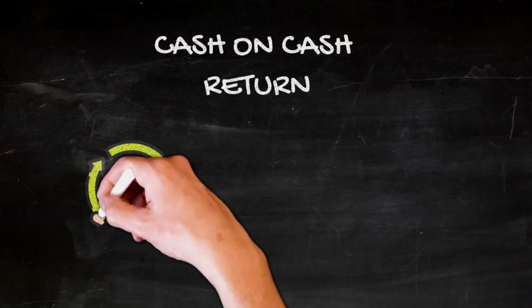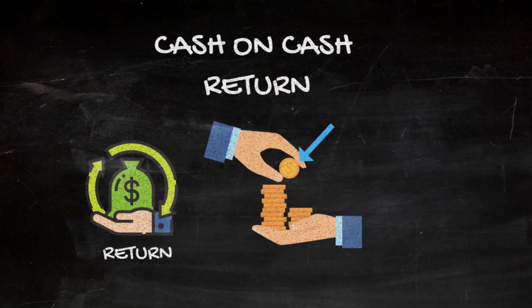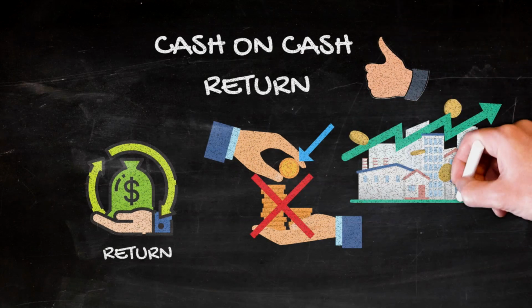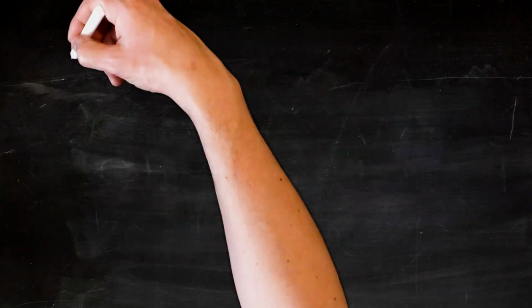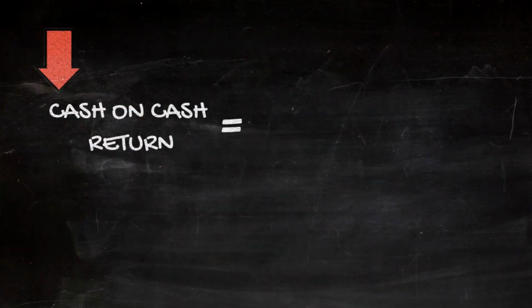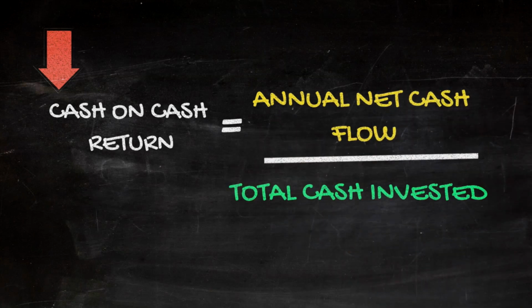Cash-on-cash return is a financial metric that measures the return on an investment based on the cash invested rather than the total value of the investment, and it can be a very useful tool for evaluating the profitability of a potential real estate investment. Here's how it works. To calculate the cash-on-cash return, you'll need to divide the property's annual net cash flow by the total amount of cash invested in that property.